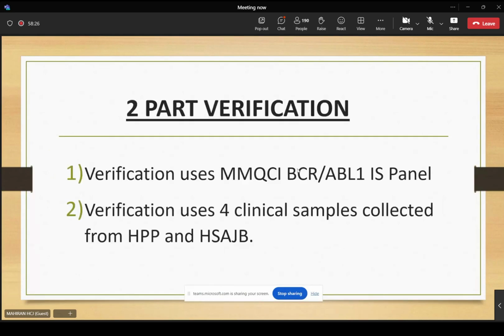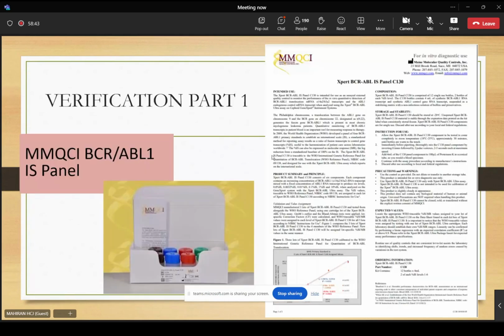So untuk verification ni dijalankan menggunakan 2 part verification lah. Yang first menggunakan panel yang standard. Seterusnya verification menggunakan 4 clinical samples collected from HPP and JB. So ini adalah MMQCI IS panel C130. So dekat sini kita nampak yang kotak dalam kotak ni kan, dia sebenarnya ada 6 level dan ada 2 set untuk satu box.